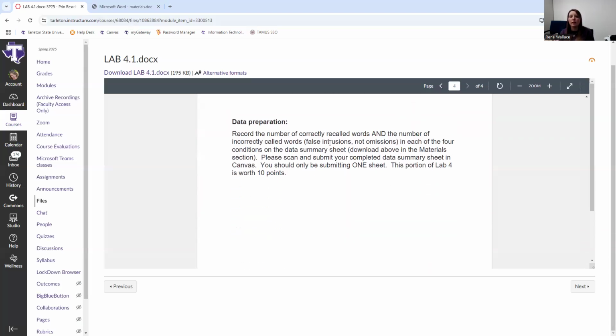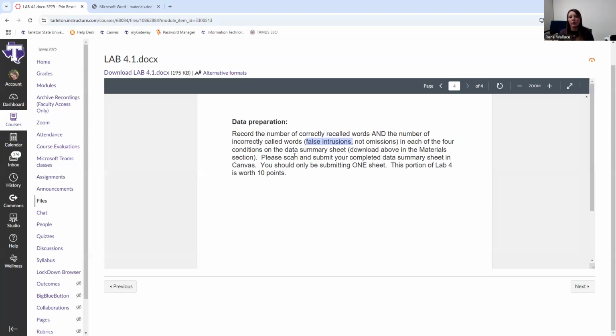You're going to record the number of correctly recalled words and the number of incorrectly recalled words. These are called false intrusions. And so sometimes people think there was a word on the list that wasn't. And so we want to know how many they recalled that were correct, and if they made up any that they thought were on there that weren't.